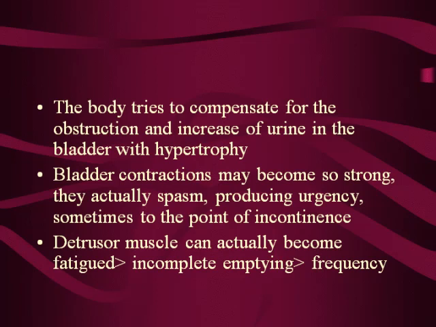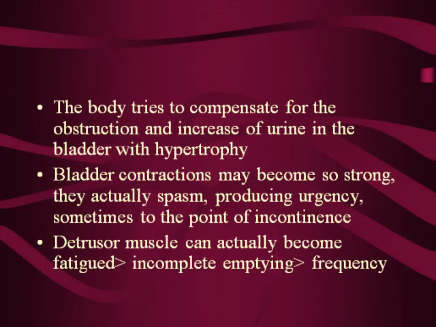Now, when there is an obstruction and a decrease in urine, then the body is going to try to compensate for that obstruction and actually increase capacity in the bladder with hypertrophy, okay, making the bladder try to get a little bit bigger so that it can hold more urine. The only problem with that is you'll start to have bladder contractions that are so strong, sometimes they even spasm, which is why somebody who has a bladder infection or an obstruction has feelings of urgency, even sometimes to the point of incontinence. They will actually pass a little bit of urine through that obstruction because the bladder spasms are so strong.